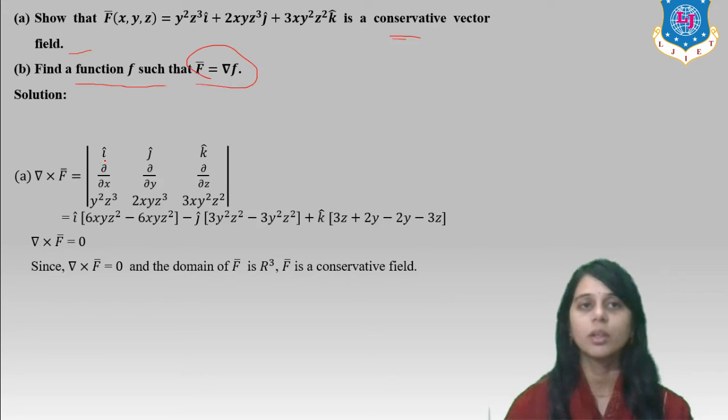Taking the formula of the curl: i caret, j caret, k caret, del by del x, del by del y, del by del z, f1, f2 and f3. Taking this determinant, answer is 0. So we say that curl of f equal to 0, the domain of f bar in R cube. So f bar is a conservative field.